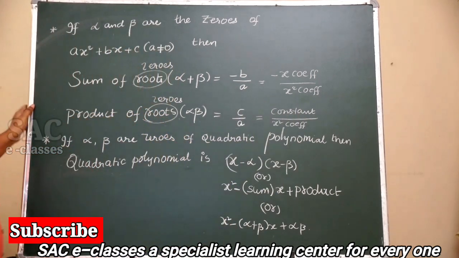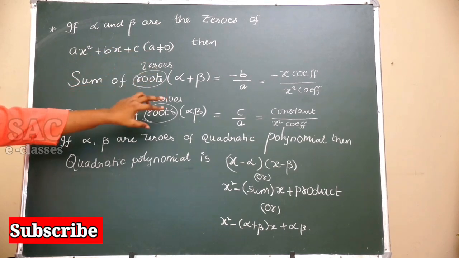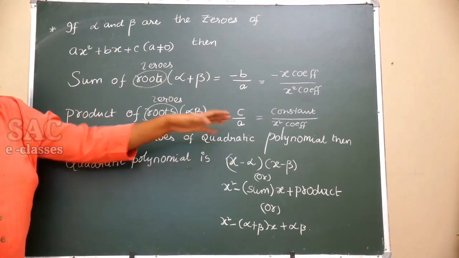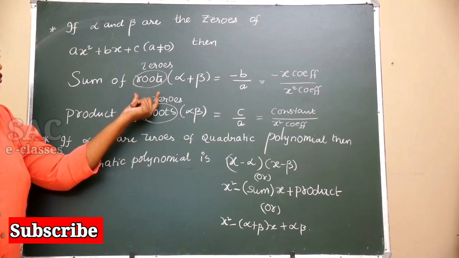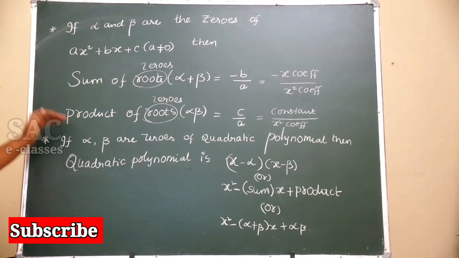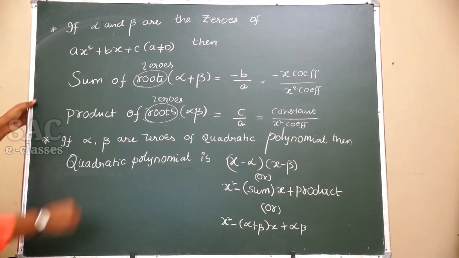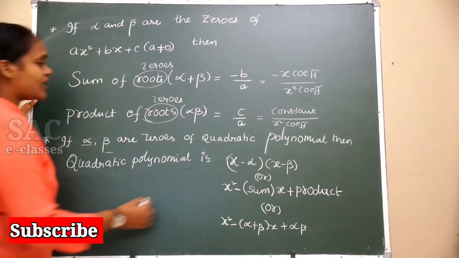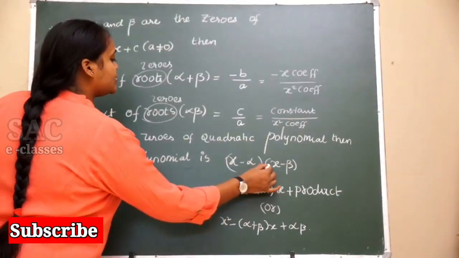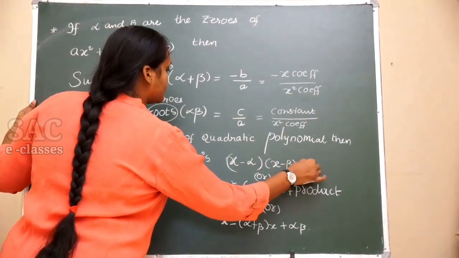So what is our first topic? How can we find out the relationship between the zeros of the polynomial and the coefficients of the polynomial? Nothing but we are relating both the zeros and the coefficients. Next, whenever they have given the roots like alpha and beta, how can we find the quadratic polynomial? If alpha and beta are the zeros, you can write (x minus alpha) into (x minus beta). We have to multiply. If it is an equation, you can take it as equal to 0.